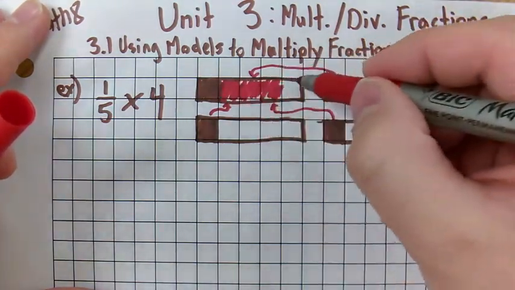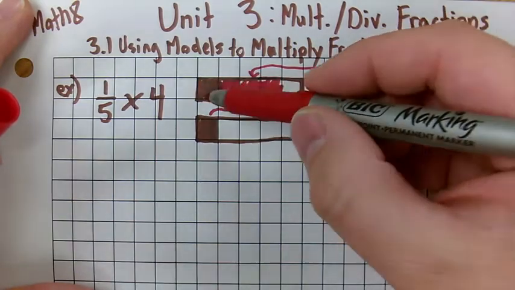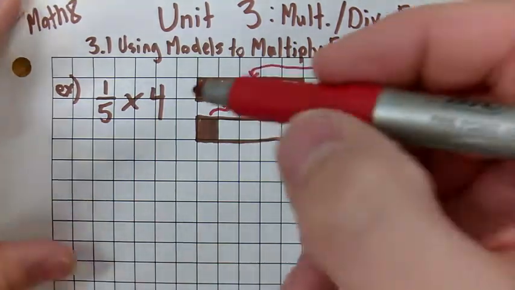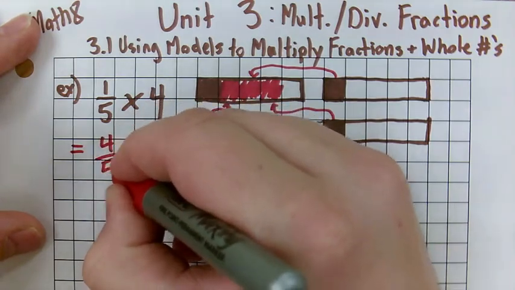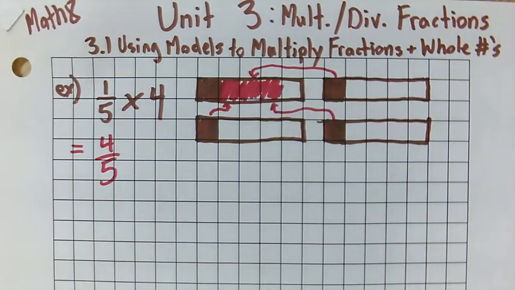And how many fifths of this chocolate bar would be left? There'd be 1, 2, 3, 4. So this equals 4 fifths. So that's using the pictures or chocolate bar method to try to explain this. But there's some other ways we can do it.